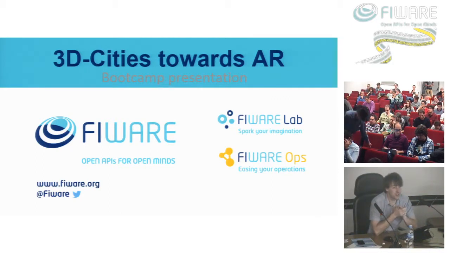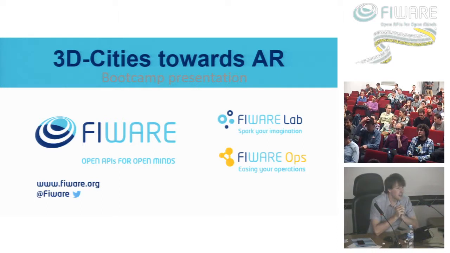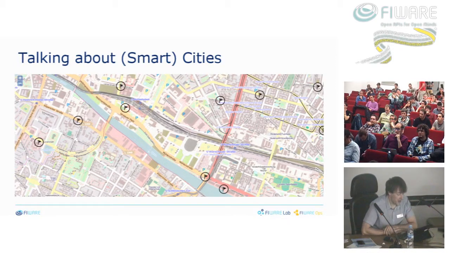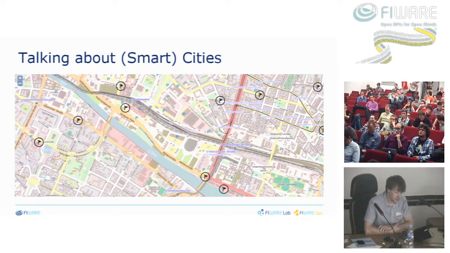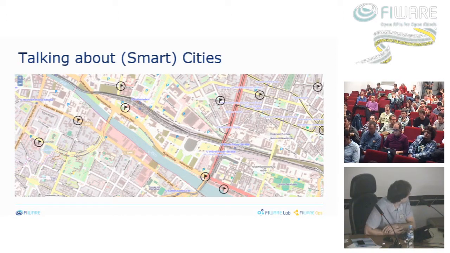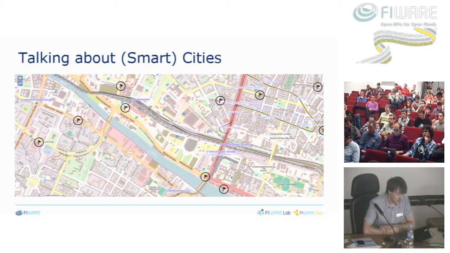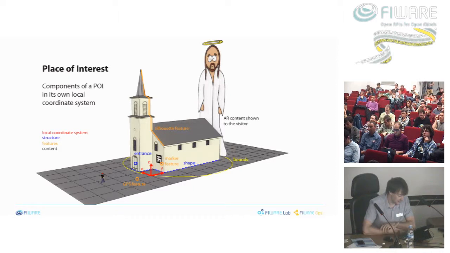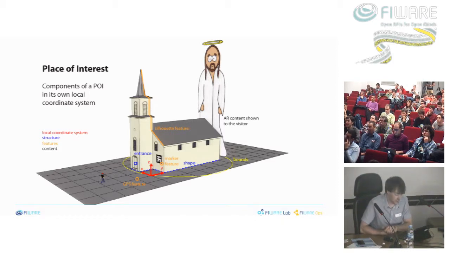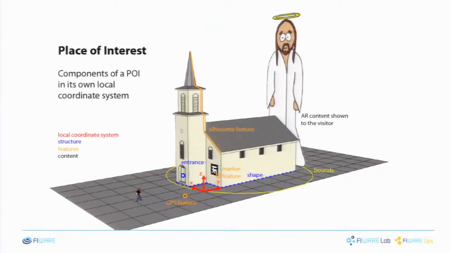As you can see, the second one is more focused on this 3D cities use case and augmented reality. So when talking about smart cities, we usually have something like this in mind: a 2D map and some POIs visualized as icons or something similar on it. But where we want to go is something like this. So that's the ultimate goal, yeah? Having a place of interest instead of a point. Having a new POI format beyond latitude and longitude pairs with a label.